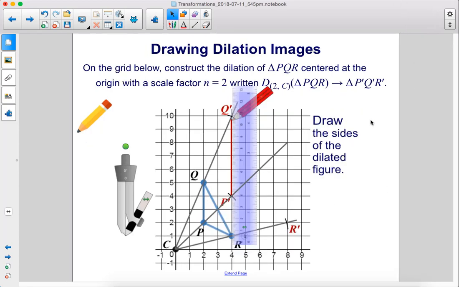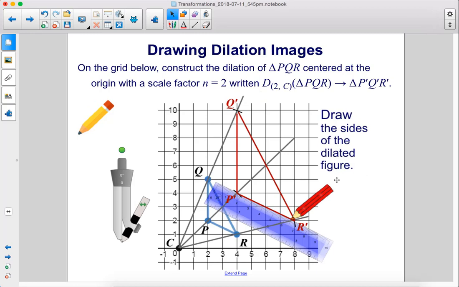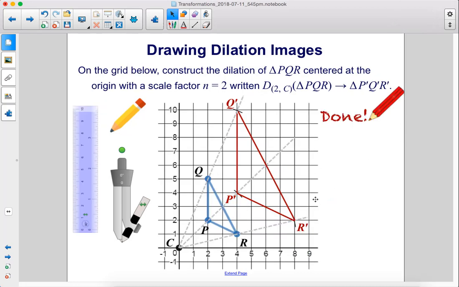Draw the sides of the dilated figure. So use your ruler and connect the points Q prime and P prime. Then connect the points P prime and R prime, and the points Q prime and R prime. So we've now drawn all 3 sides of our new triangle. And we're done. Here's our new triangle, P prime, Q prime, R prime.